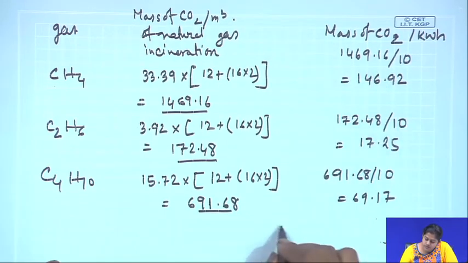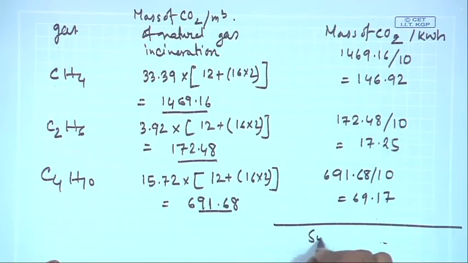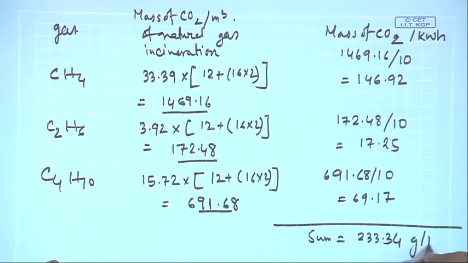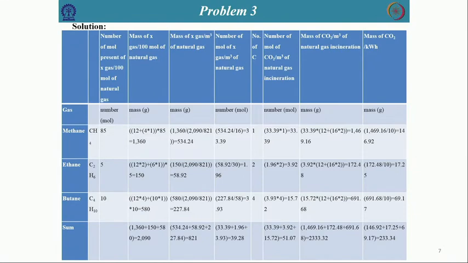So, simply we now add this. So, the sum will be 233.34. This is the answer in gram per kilowatt hour. This is the final answer of this question. This is the solution of problem number 3.